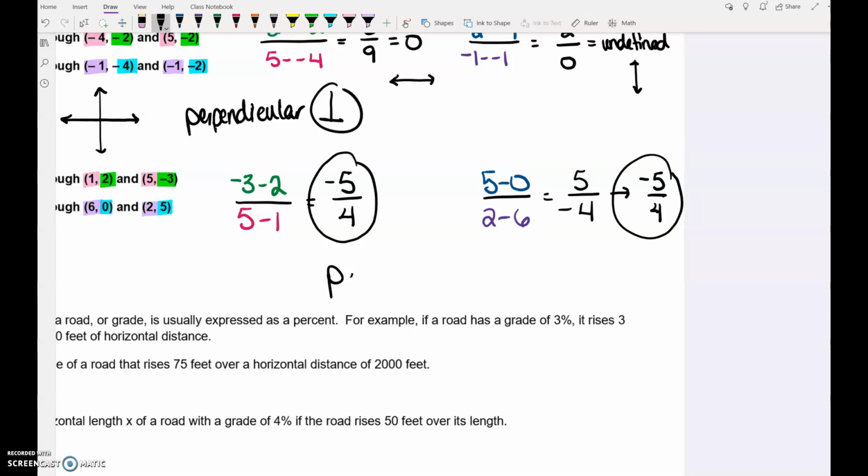So these two lines would be parallel. Do you remember the symbol for parallel? 2 slashes, 2 lines.